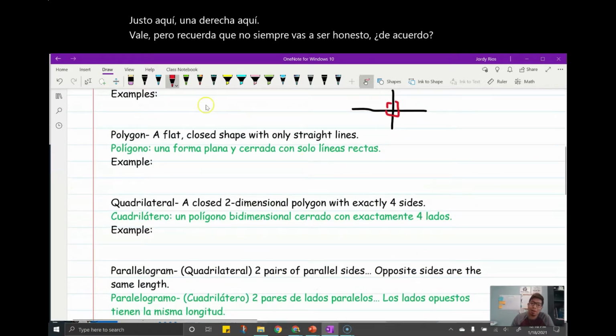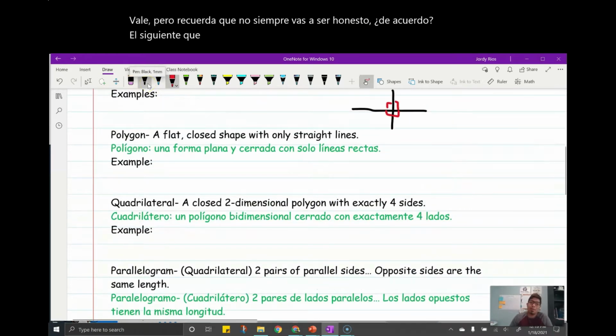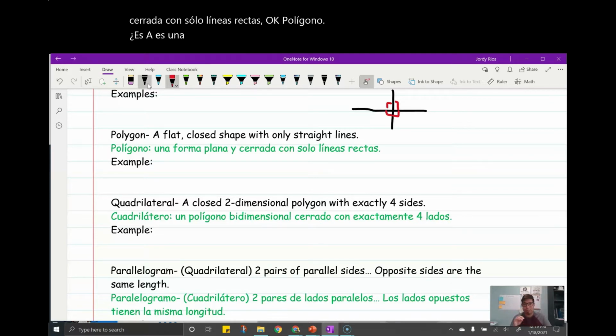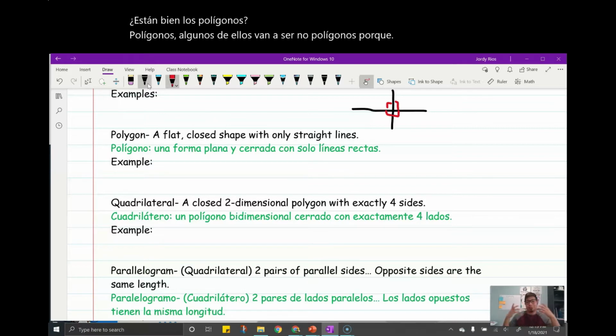Next we have a polygon. A polygon is a flat, closed shape with only straight lines. So all of these are polygons. Some of them are going to be non-polygons because, for example, a circle.